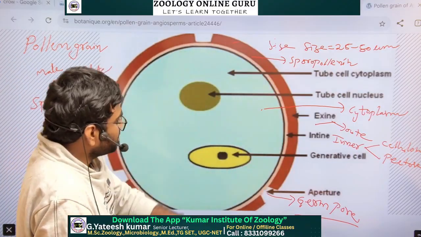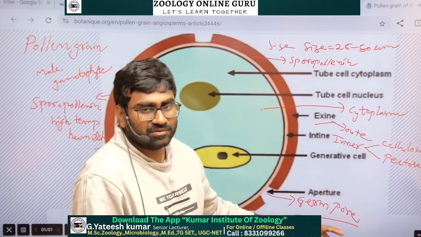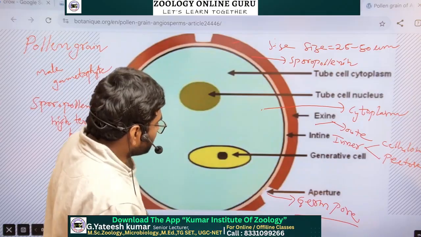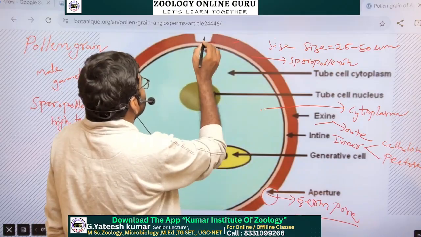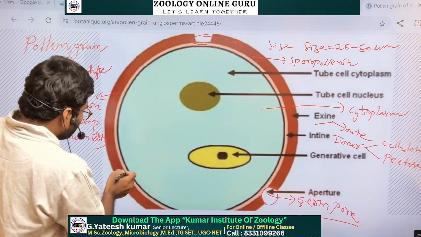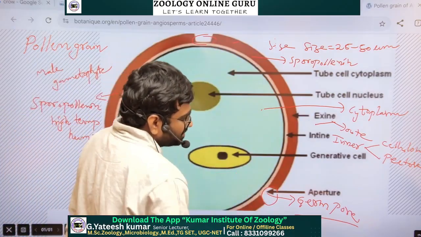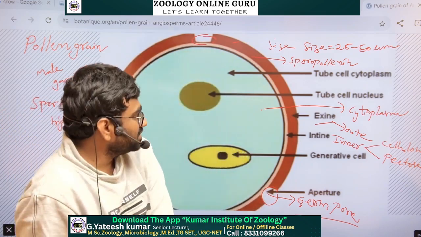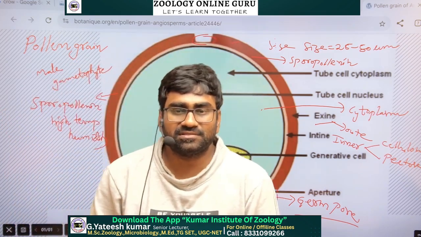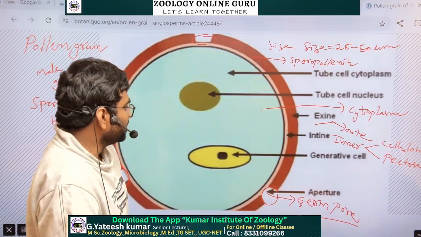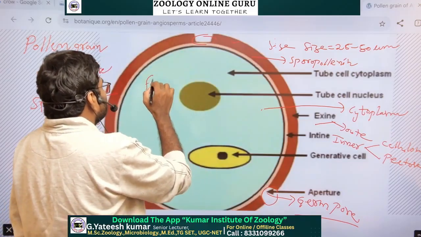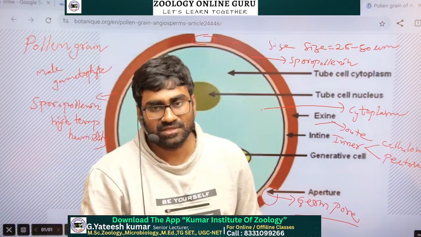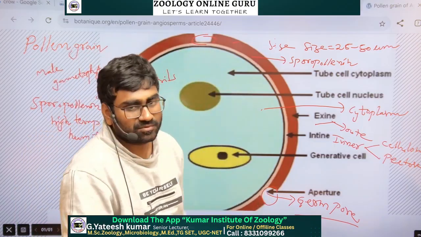So exine has apertures. These apertures are called germpores, where the sporopollenin is absent. Very important: sporopollenin is absent at the regions of germpores. Wherever the aperture or germpore is present, at that region sporopollenin is absent. Pollen grains can be preserved as fossils due to the presence of sporopollenin, which is the hardest substance. No enzyme can degrade sporopollenin.